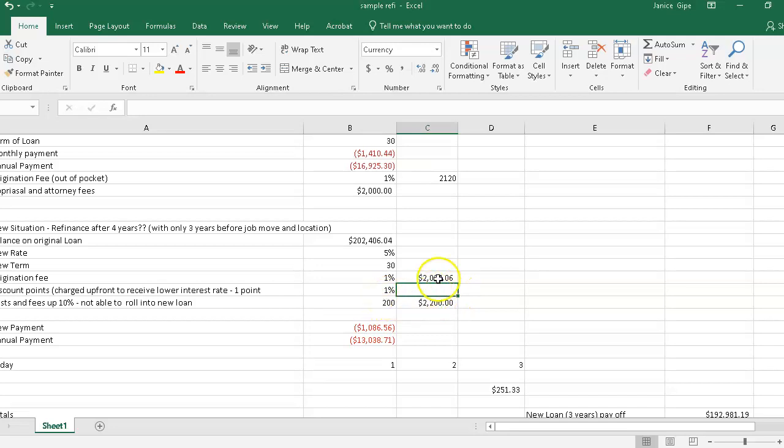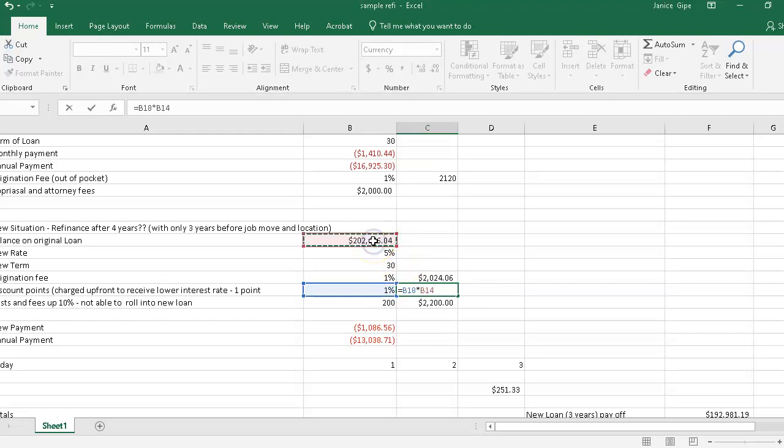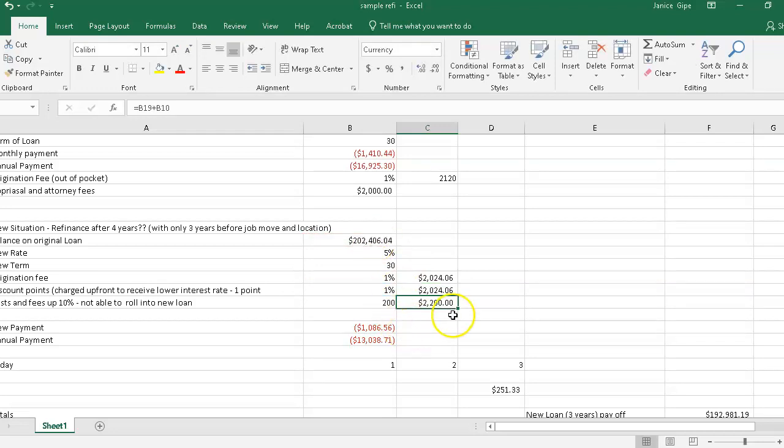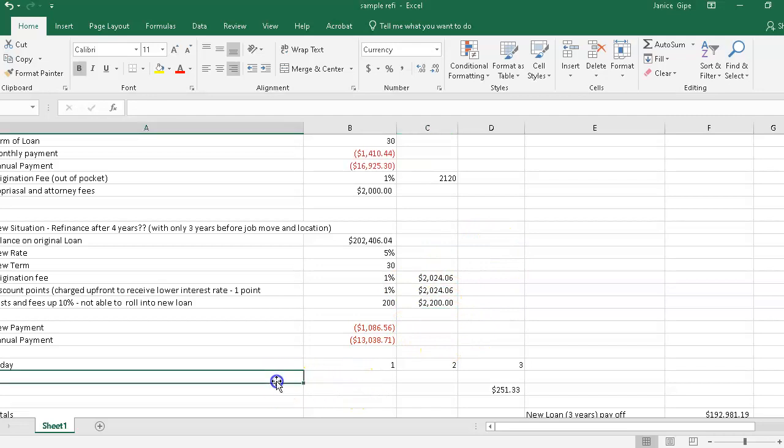You see the discount point is 1% as well. So, which we can just calculate that out. That equals the 1% times the 202,406. So these are the fees that we're going to have to pay up front. So that's what we would have to pay today. So we are going to take this amount plus this amount plus this amount.